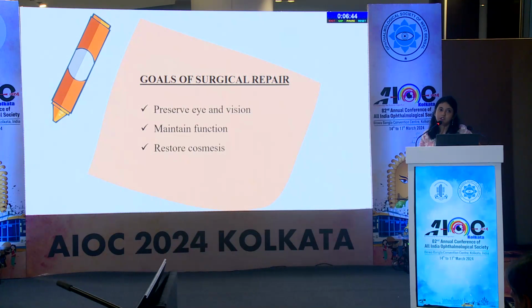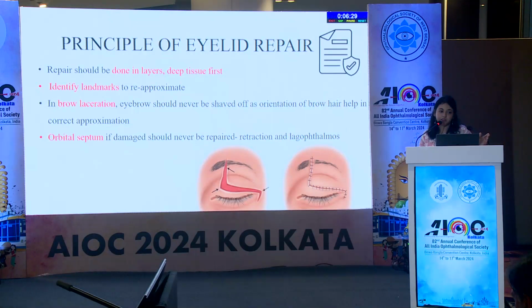After all this, what is our goal of surgical repair? First and most important, preserve the eye and vision. Secondly, maintain the function. And third, restore the cosmesis. All of this can be achieved by a well-executed primary repair.